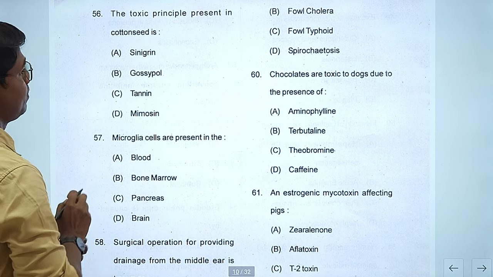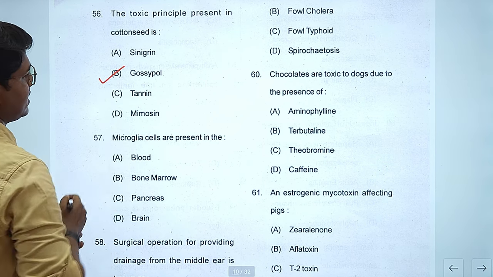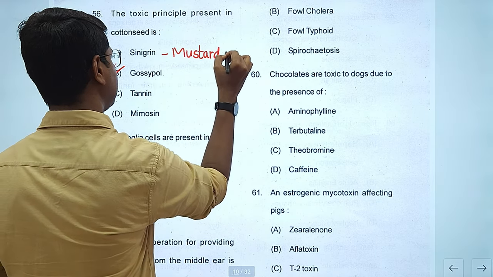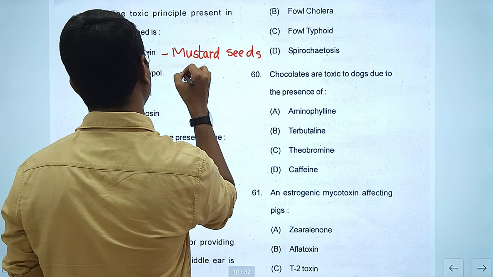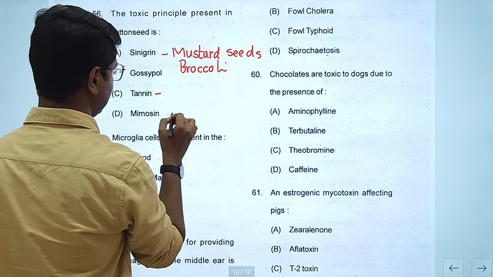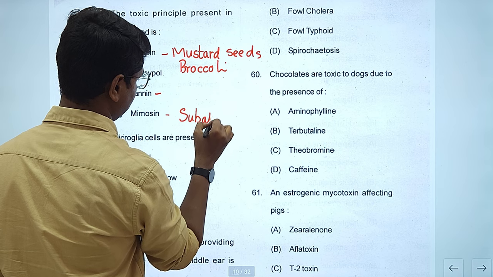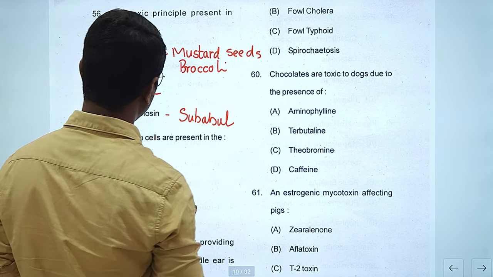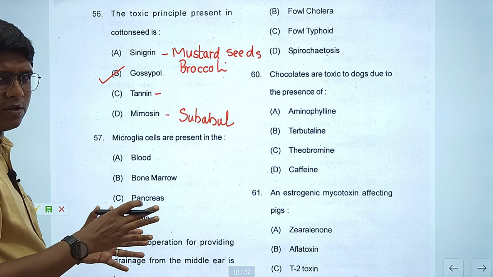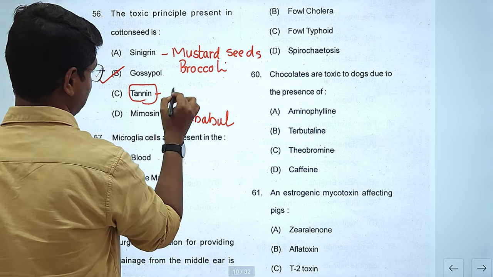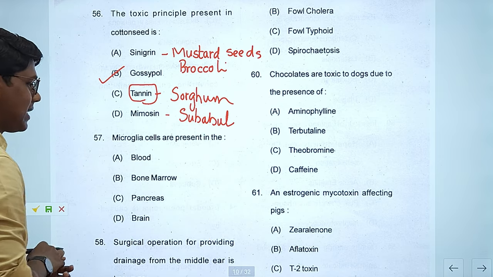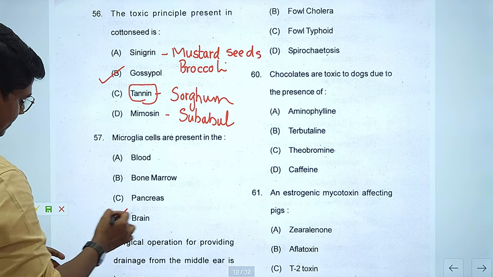The toxic principle present in cotton seed is gossypol. Sinigrin you will find in mustard seeds, also in broccoli. Mimosine is in subabul. Tannin you will find, I am forgetting this one. If you know this one, comment down below. Okay, tannin, sorghum. Microglial cells are present in the CNS, brain.